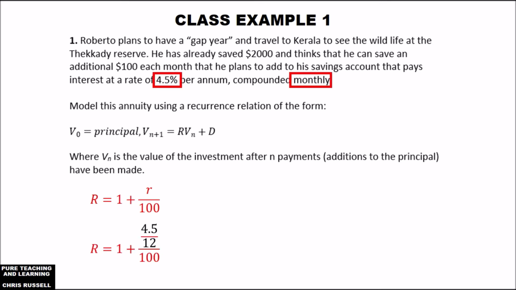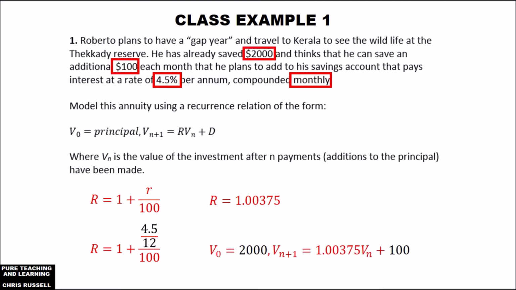When we do that, we need to find the monthly rate. So we have 4.5% per annum. We have to divide that by 12, then divide that by 100 and add 1. Now we get R equals 1.00375.